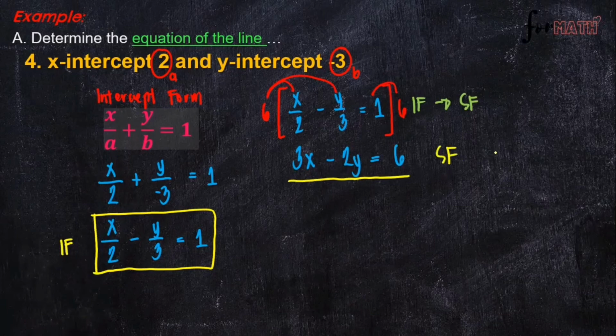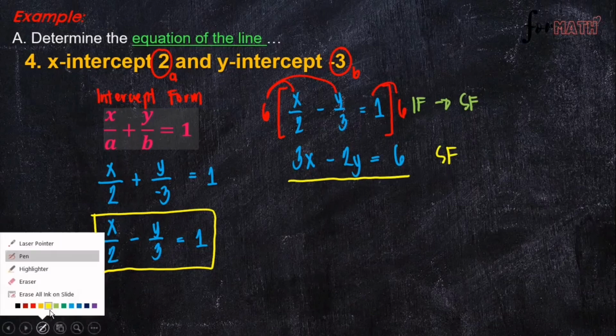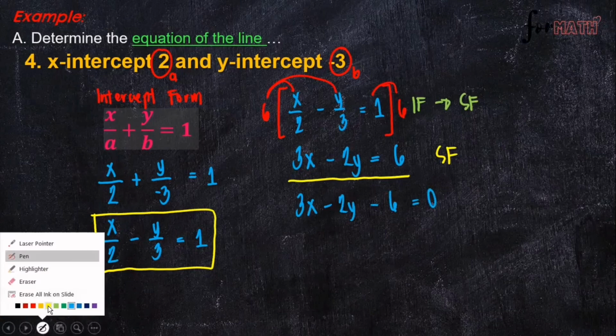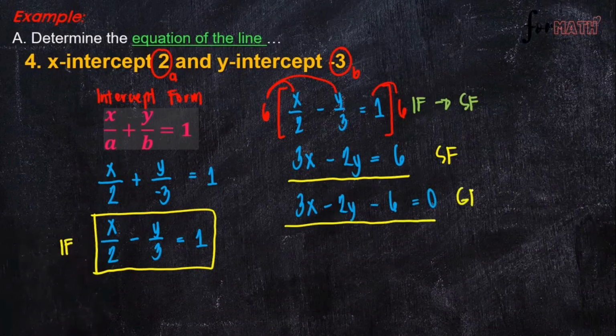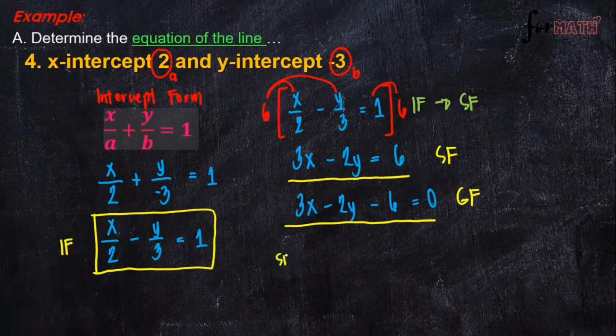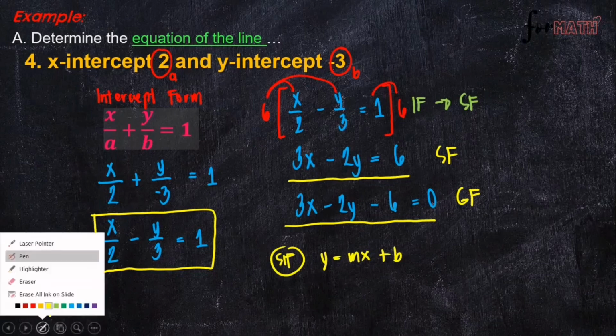Okay? And kung gusto naman natin gawing general form, so lilipat lang natin yung 6 sa left side. So, you have 3x minus 2y minus 6 equals 0. So, yan na po yung ating general form. Okay? And kung gusto naman natin kuhanin si SIF, pwede rin naman. Kunin natin si SIF, y equals mx plus b. So, as you can see, ang pinakamadali natin kunin dito ay yung na kay SF. Alright, so yan naman ang gamitin natin.